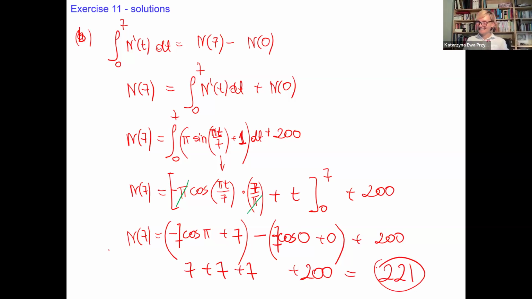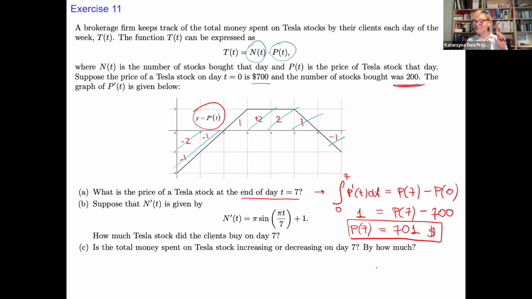Really nice. And now the last part: is the total money spent on Tesla stock increasing or decreasing, again on day 7? By how much? That's what the question is asking. Maybe you can help me, because I think I know what to do, but if you can tell me what to do, I can do it.